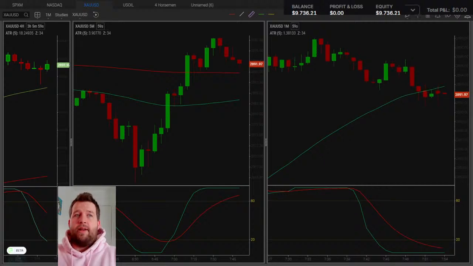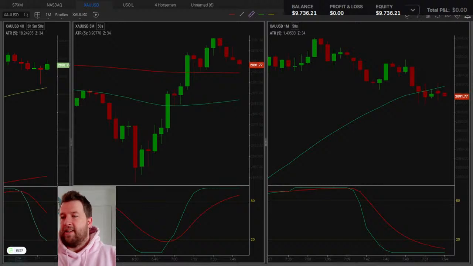Yeah, our balance is the same this morning as it was after we weren't able to execute on that trade, because we haven't had any trades since then.